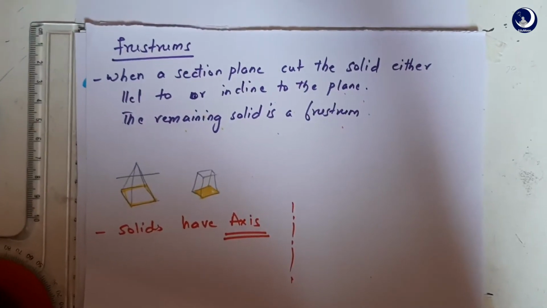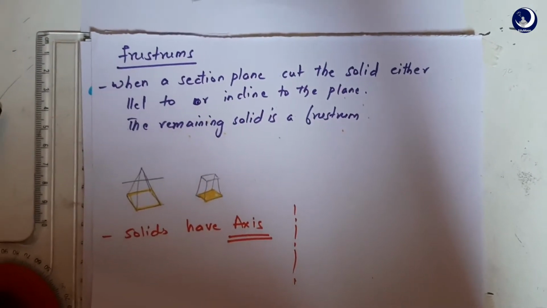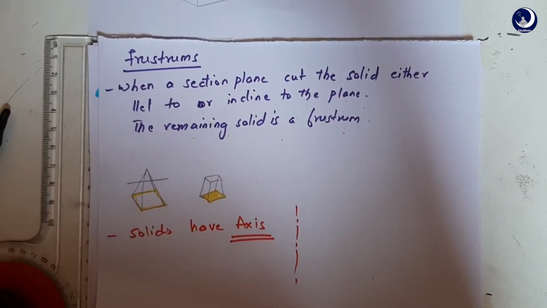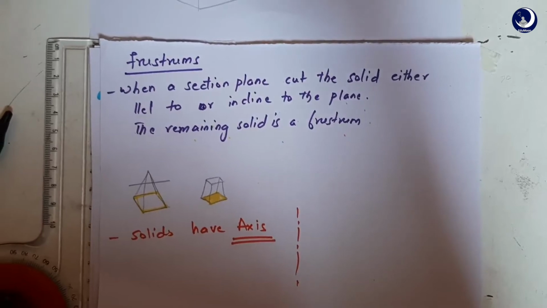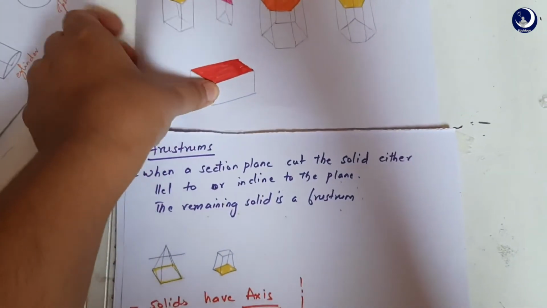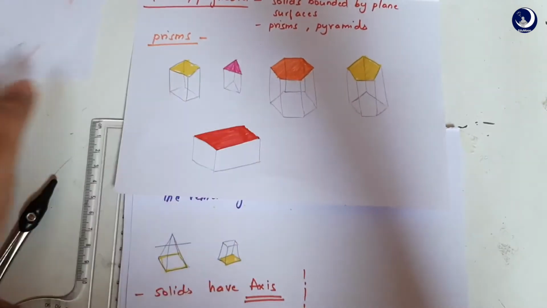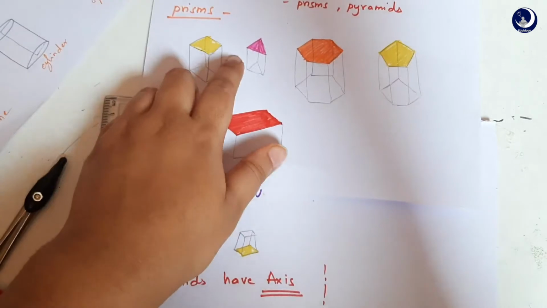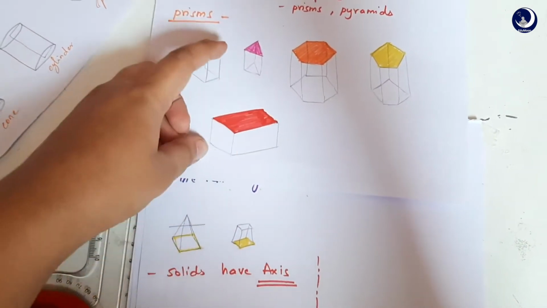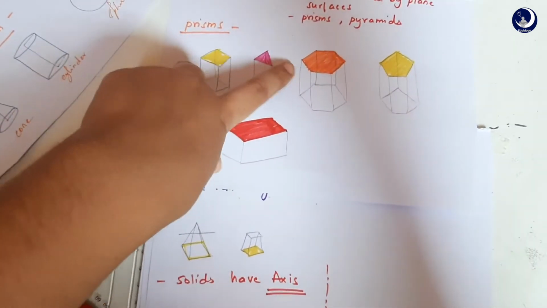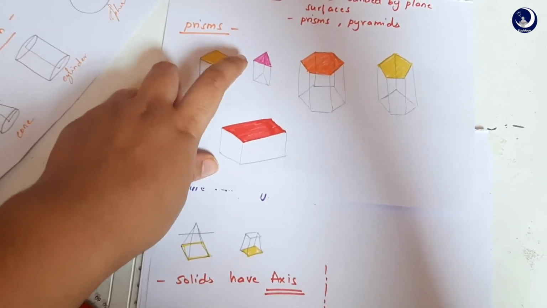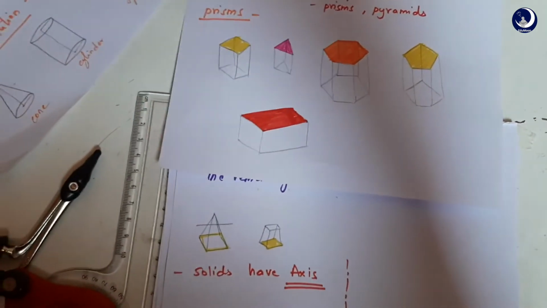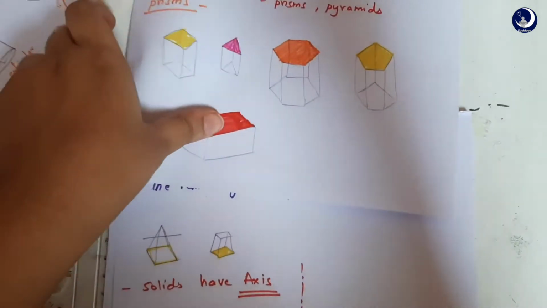So next, let us take a look at frustums. So what are frustums? When a section plane cuts the solid either parallel to or inclined to the plane, the remaining solid is called a frustum. So basically, we've discussed so many solids like these prisms or pyramids. So let us say somebody cut them in half, or maybe somebody cut them inclined to some angle. So the remaining portion is called the frustum.